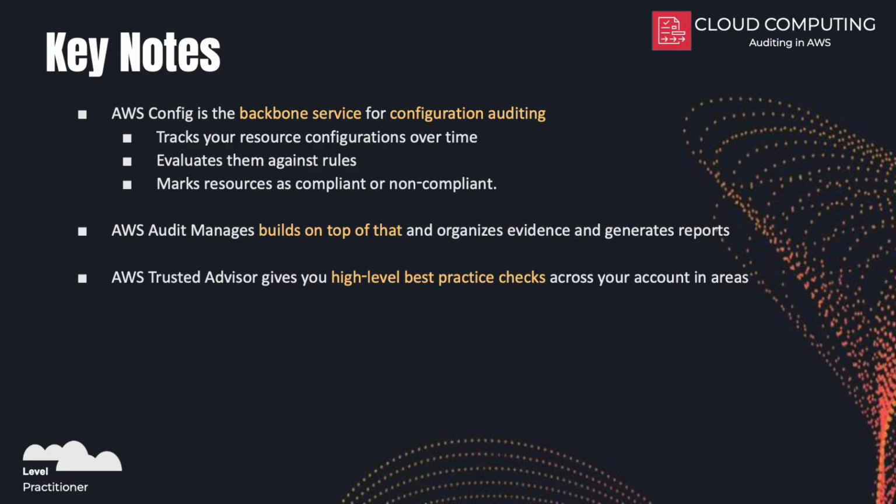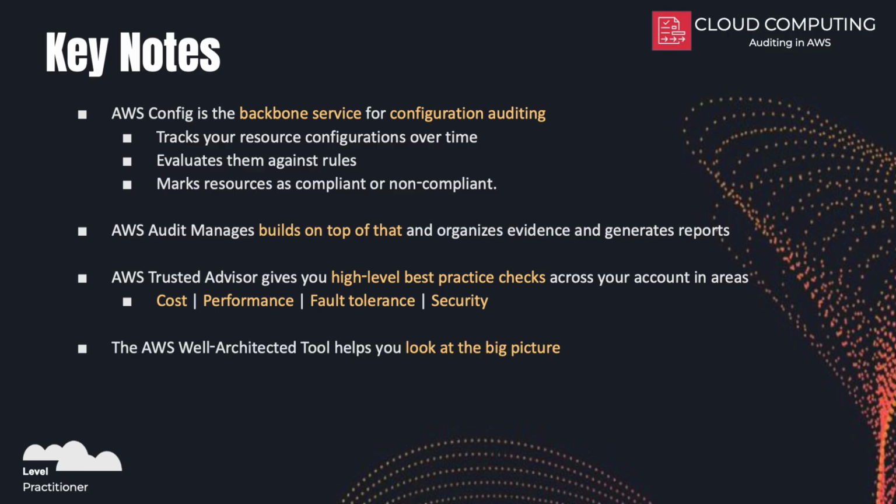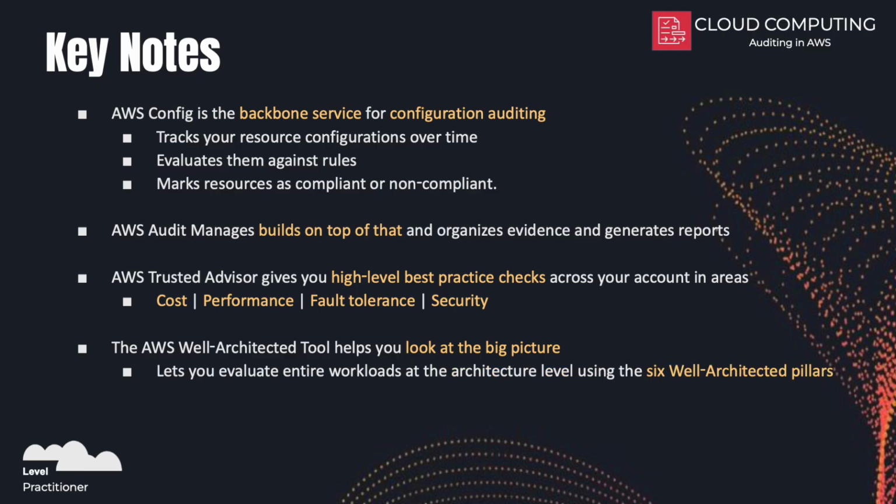AWS Trusted Advisor gives you high-level best practices checks across your account in areas like cost, performance, fault tolerance, and security. And the AWS Well-Architected Tool helps you look at the big picture. It lets you evaluate entire workloads at the architecture level using the 6 Well-Architected pillars. Use AWS Config for continuous configuration auditing and compliance checks. Use AWS Audit Manager to centralize audit evidence and generate reports. Use Trusted Advisor and the Well-Architected Tool for best practices guidance at the account and workload level.